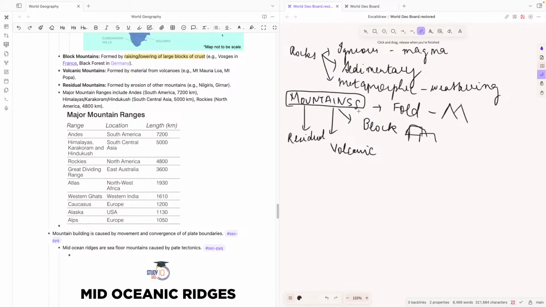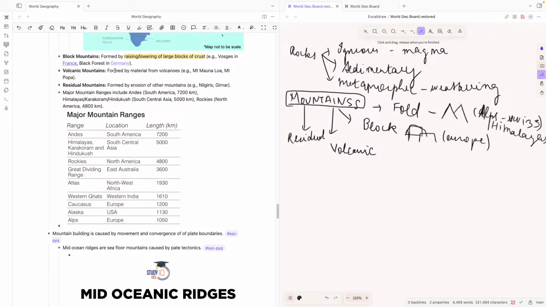The example is Vosges in France and Black Forest in Germany. So we can see that around Europe there seem to be block mountains, whereas Alps is one of the major ranges. Alps is in Swiss and a few other European countries too, and also Himalayas, it is fold, whereas in Vosges France as well as Black Forest Germany it is block.